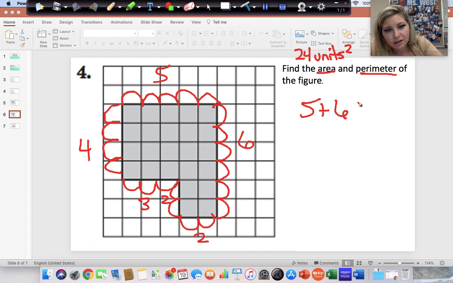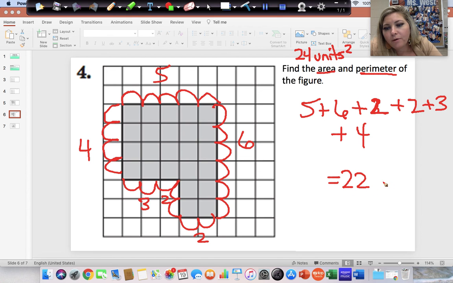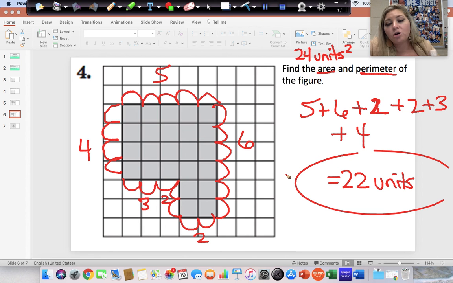5 plus 6 plus 2 plus 2 plus 3 plus 4. 5 and 6 is 11. 11 plus 2 is 13. 13 plus 2 is 15. 15 plus 3 is 18. And 18 plus 4 gives us 22. So our perimeter is 22 units. Remember, units is never squared. It's just units.